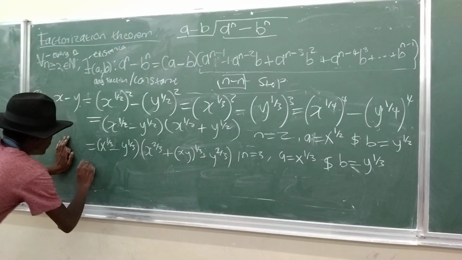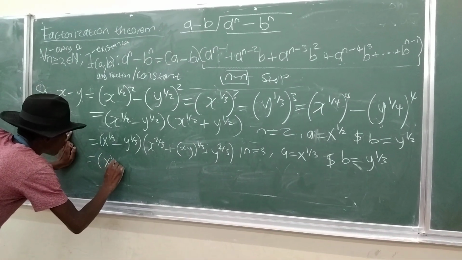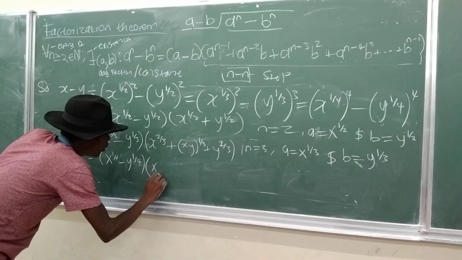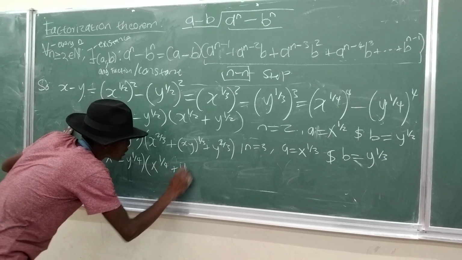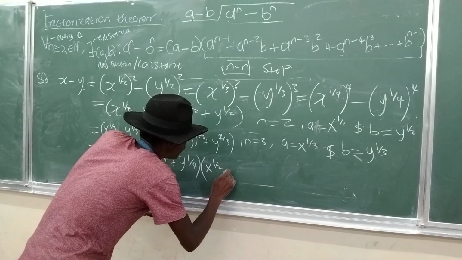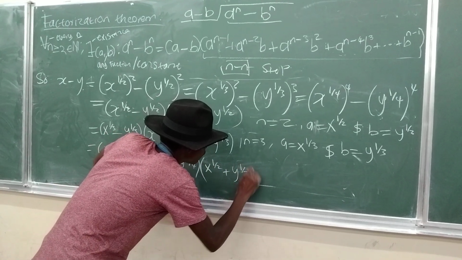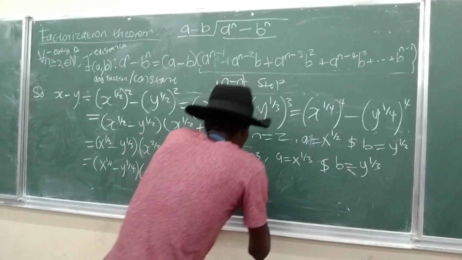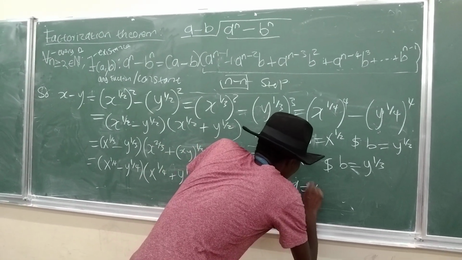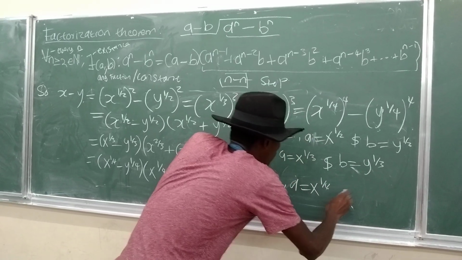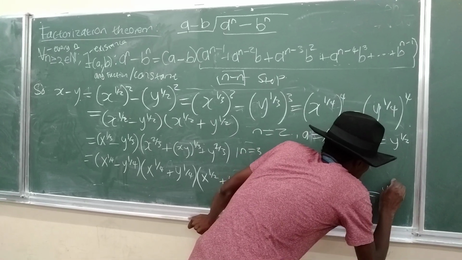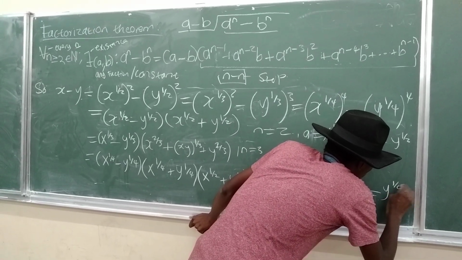Let's do the last one. x to the power 1 over 4 minus y to the power 1 over 4, times x to the power 1 over 4 plus y to the power 1 over 4, times x to the power half plus y to the power half. So you can see this is for n equals 4, your a is x to the power 1 over 4 and your b is y to the power 1 over 4.